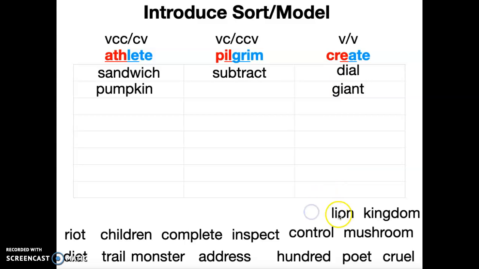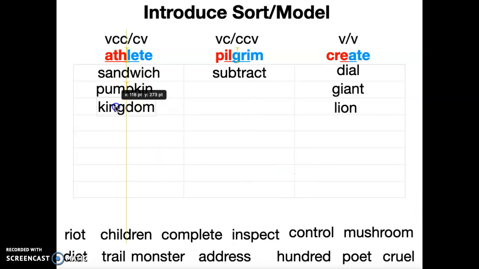Lion. That is also broken up into syllables after the vowel I. I will put that under create. And kingdom, that is also broken up after two consonants, like in athlete.